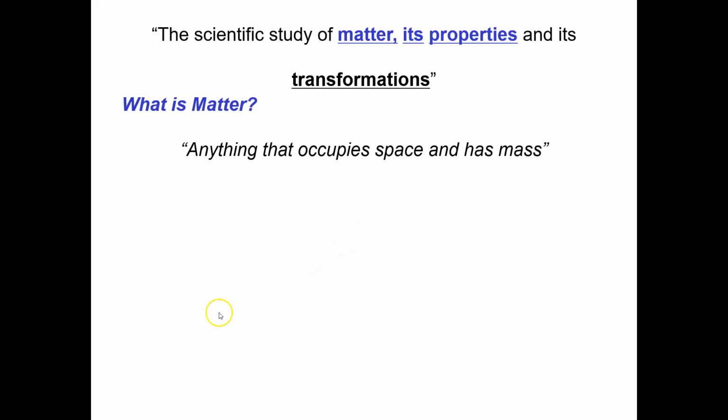So earlier we said that chemistry is the scientific study of matter, its properties, and its transformation. So an important question to ask is, what is matter? And perhaps the most well-known definition of matter is that matter is anything that occupies space and also has mass. Sometimes people, instead of saying occupies space, will say has volume, because volume is just a measure of the amount of space that an object takes up.